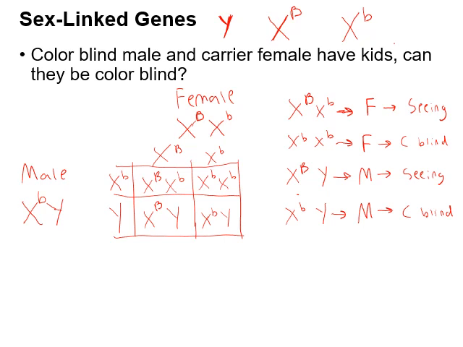So in this circumstance, these two parents could have a colorblind daughter, a color-seeing daughter, a colorblind son, a color-seeing son. They essentially have all of the potential options with their kids. Okay, let's do another example.